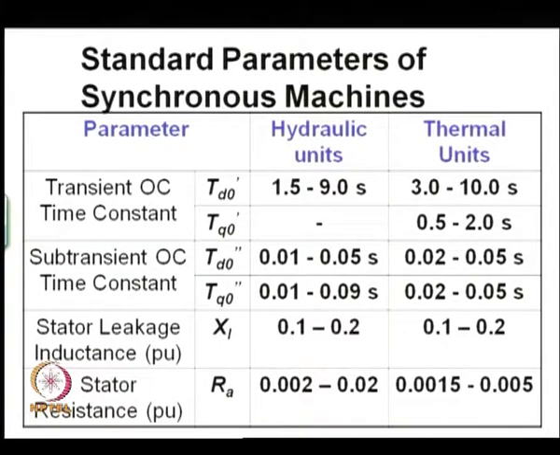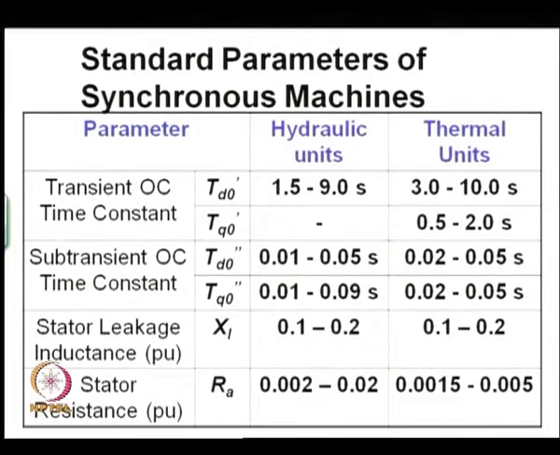One thing you notice is that the field time constant, what is known as the open circuit field time constant T d0 dash, can be very large, in some cases as high as 10 seconds. That is of course, because the resistance of the field winding is extremely small. So, you find that the time constant associated with the field winding, the transient open circuit time constant, can be quite large, and we shall see why that is so a bit later. Why it is called so.